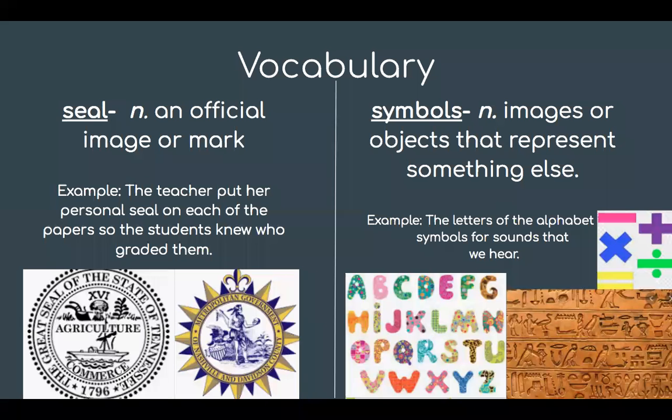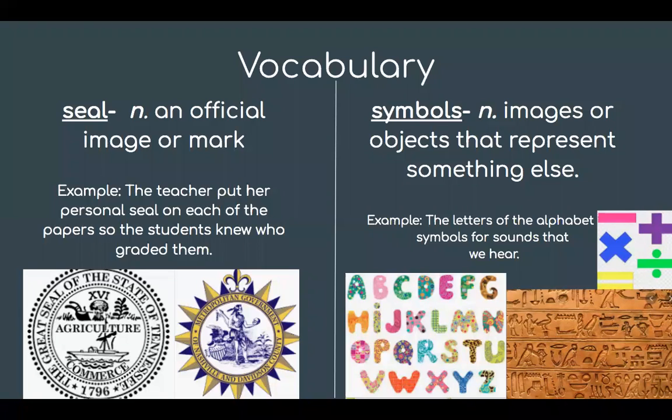We've got some vocabulary that we need to go over really quickly before we start our lesson. So this first one is seal, and this isn't the animal seal. A seal can mean an official image or mark. So I want you to look at these pictures down here. You see the circle and the stars, kind of looks like stars coming out of that circle. These are called seals. The teacher put her personal seal on each of the papers so the students knew who graded them. It's kind of like a stamp.